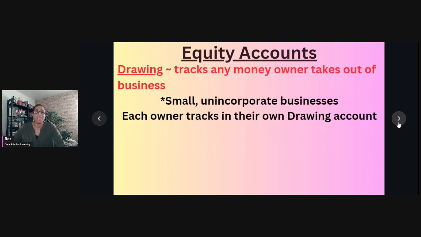All right. Now we're going to talk about drawing. Drawing basically tracks any money the owner or owners take out of the business. Okay. Still a small unincorporated business, but each owner tracks in their own drawing account. So these are called drawing accounts. You're drawing from the business, capital you're adding into the business. Those are the different ways.